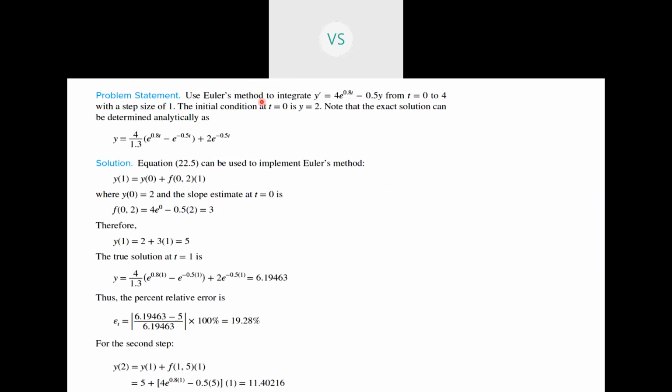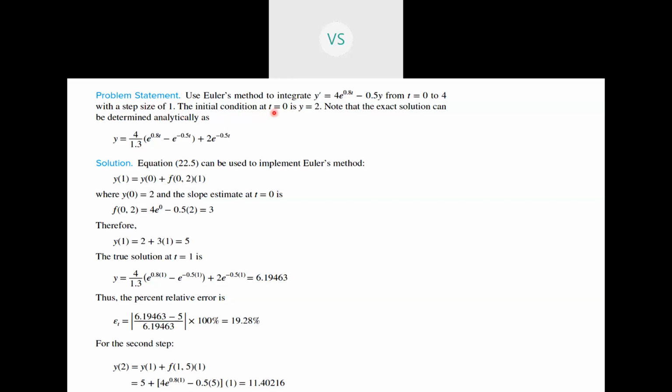We have studied a problem: use Euler's method to integrate y dash is equal to 4e raised to 0.8t minus 0.5y. The values of t vary from 0 to 4 with a step size of 1. So the h value was given as 1. H is nothing but the step size. The value of t increases by 1, so initially it is 0, then 1, 2, 3, and the final value is 4.